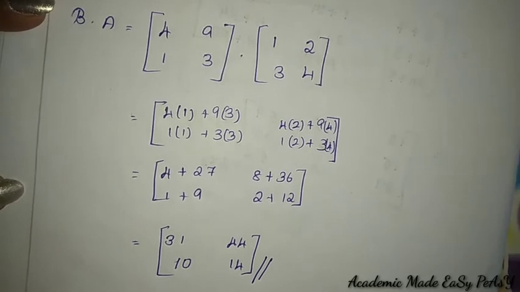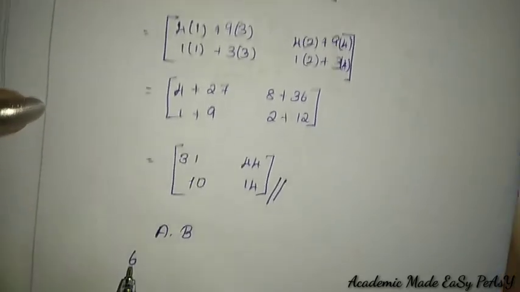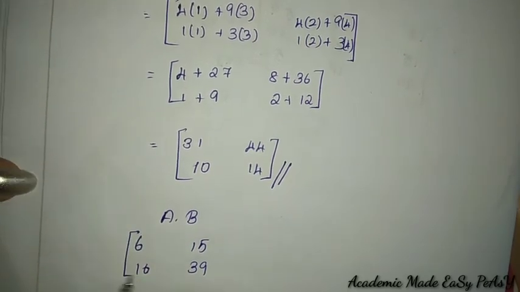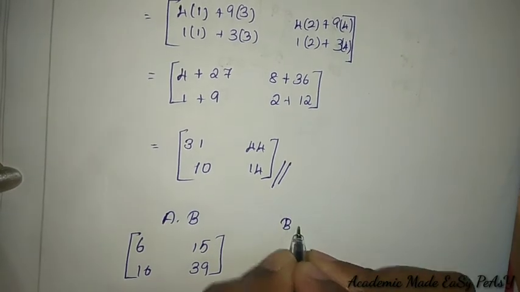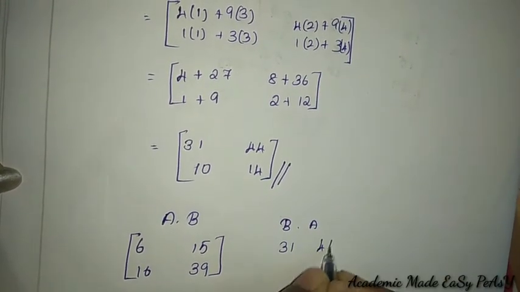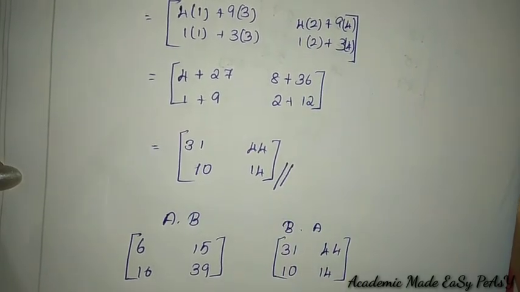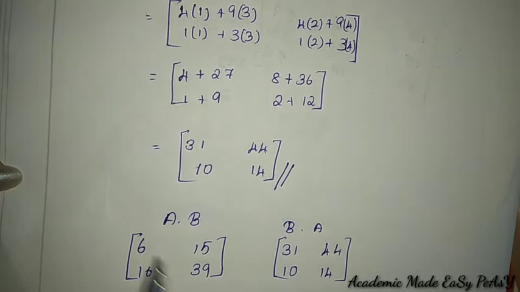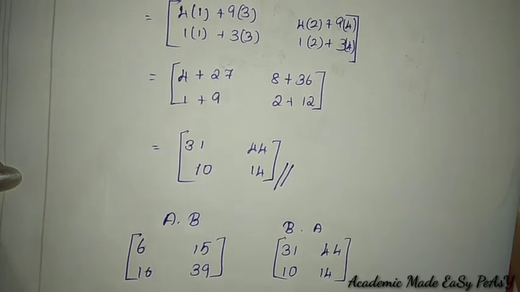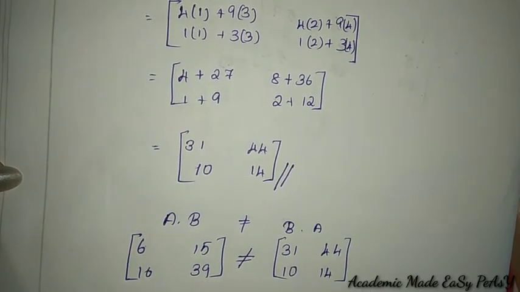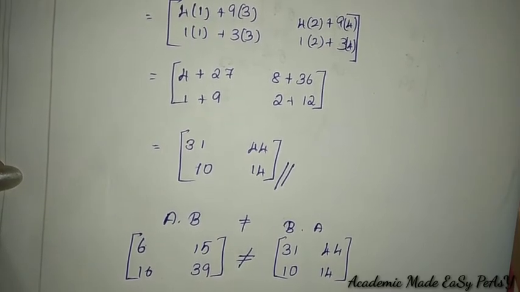So A into B is 6, 15, 16 and 39, and B into A is 31, 44, 10 and 14. What is the condition for equal matrices? That is, the corresponding elements or entries should be equal. So is any corresponding element equal? No, therefore they both are not equal. So we have proved that A into B is not equal to B into A. So therefore the commutative law does not get satisfied for multiplication of matrices.